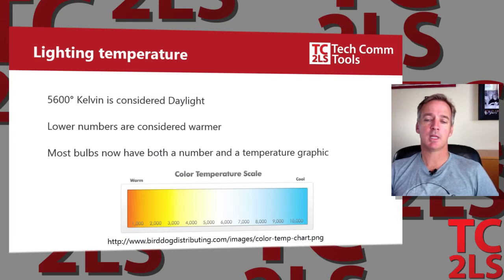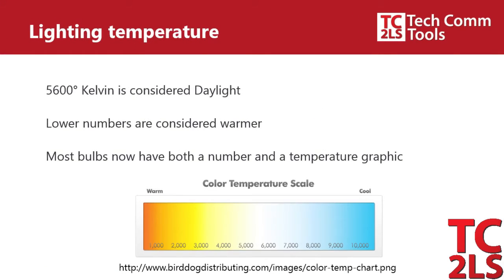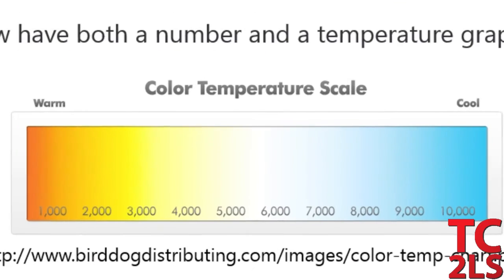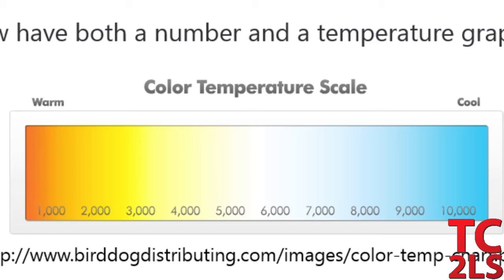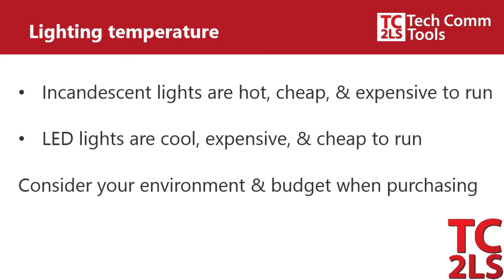Here's an example of a lighting temperature scale. You'll notice that around 5600K on that bar is where the picture goes basically straight white. If you get lower than that, you get yellows and reds. If you go above that, you get various hints of blue. You've got choices when you get lighting, whether you go incandescent, whether you go LED, and you can also go compact fluorescent as well.